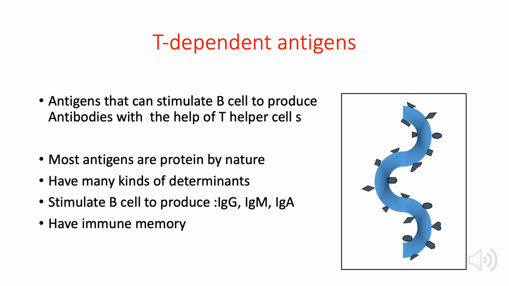As mentioned a while ago, T-dependent antigens need the help of T helper cells before the B cells will be activated to form the antibody-producing plasma cells. And these are the characteristics of T-dependent antigens. They are proteins by nature. Proteins are made up of 21 amino acids, right? So that's why I expect that these T-dependent antigens have different kinds of determinants, because proteins are chemically complex. And according to the PPT, T-dependent antigens can stimulate the production of different types of antibodies because there is class switching because of the help of T helper cells. And expect that there is immune memory.